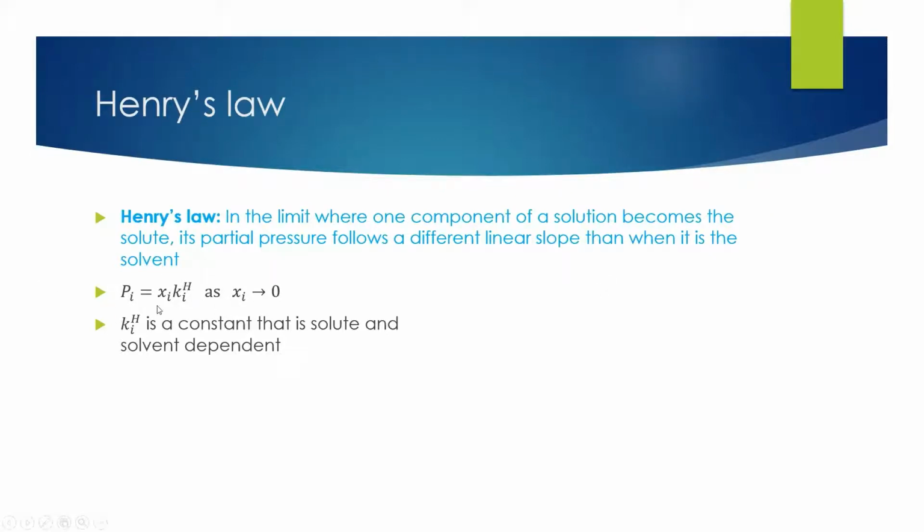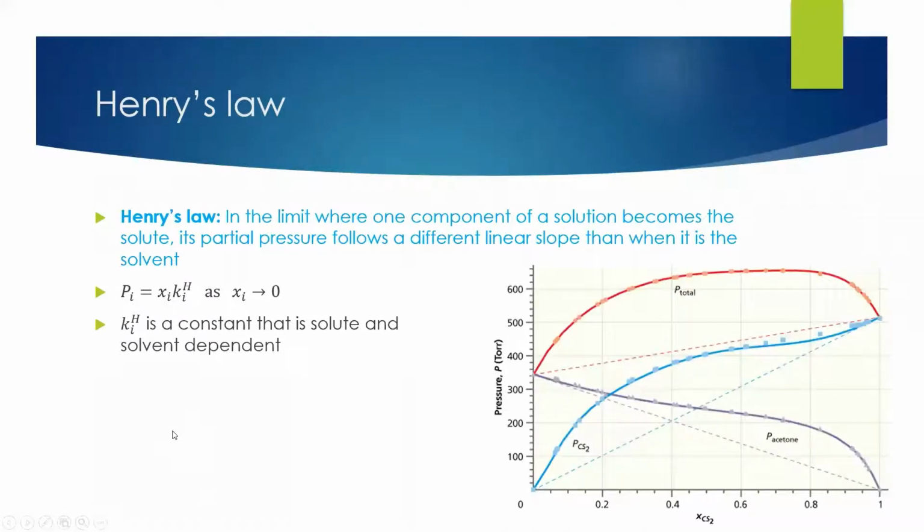It has the exact same form as Raoult's law. So Henry's law tells us that the partial pressure of our component i in solution is equal to the mole fraction times now this Henry's law constant. This Henry's law constant is a fill-in for the vapor pressure. It's kind of like what the vapor pressure would be if we were interacting only with the solvent instead of the solute. So this Henry's law constant is solute and solvent dependent.